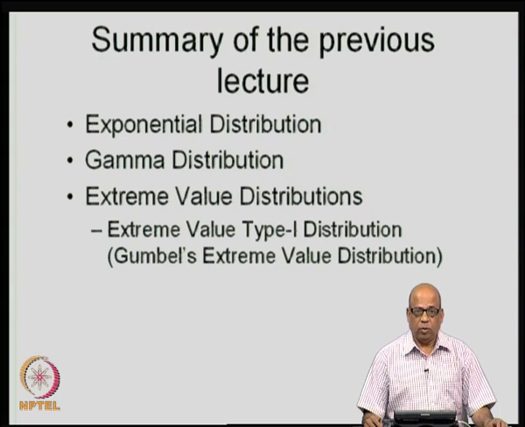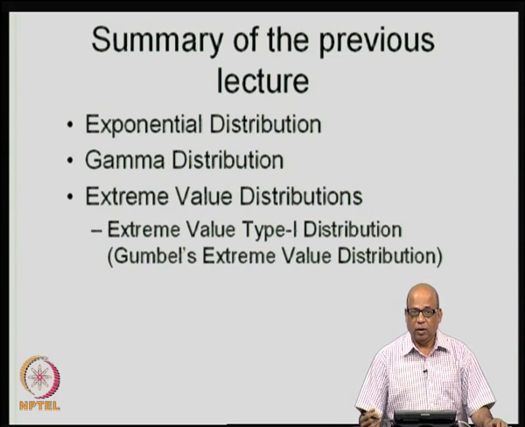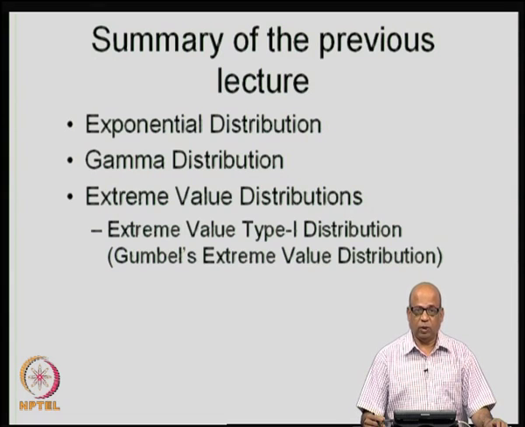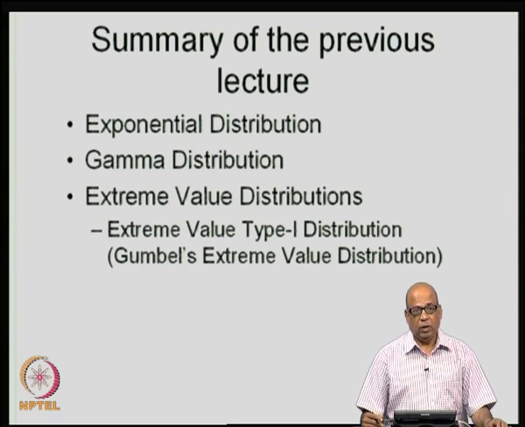Now, the extreme value type 1 distribution, as you recall, draws from a parent distribution which is unbounded in the direction of the extreme values that we are interested in. For example, if you are interested in the maximum values, then it should be unbounded on the positive side. If you are interested in the minimum values, it should be unbounded on the lower side. So, the extreme value type 1 distribution essentially comes from parent distributions which are unbounded in the direction of the extreme values that we are interested in. And we introduced Gumbel's extreme value distribution.